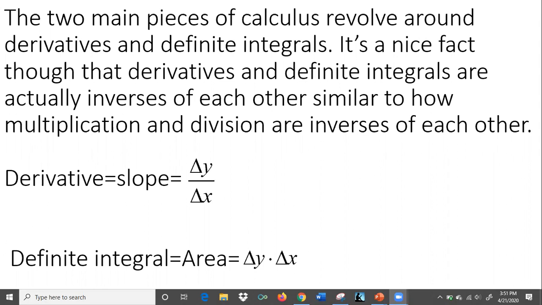Derivatives and definite integrals are the same exact way. A derivative is just the rate of change or slope, which is the change of y over the change of x. And your definite integral is going to be your area, which is just your change of y multiplied by your change of x. So moving forward here.